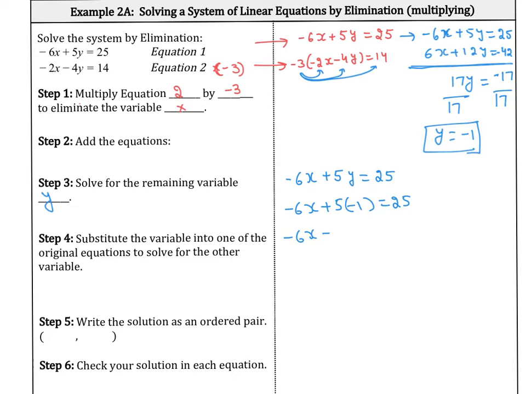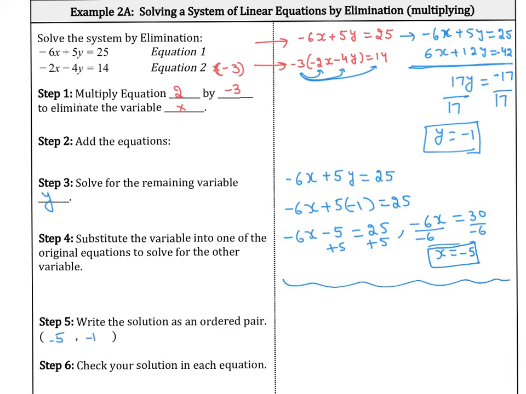So negative 6x minus 5 equals 25. Add 5 on both sides, and you get negative 6x equals 30. When you divide by negative 6 on both sides, you get x equals 5, with a negative sign, so x equals negative 5. Now you have an ordered pair, negative 5 comma negative 1, and now we are going to check the solution by using the original equations, negative 6x plus 5y equals 25, and negative 2x minus 4y equals 14.